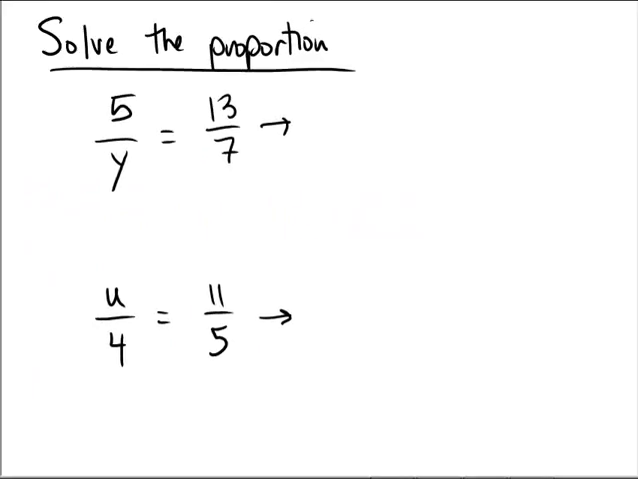Solving a proportion. Okay, this is one of my favorite problems, I think. Most of algebra seems to boil down to this. So we have 5 over y equals 13 over 7. Now, let's look at this as a cross multiplication problem.